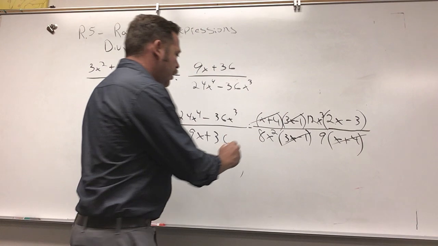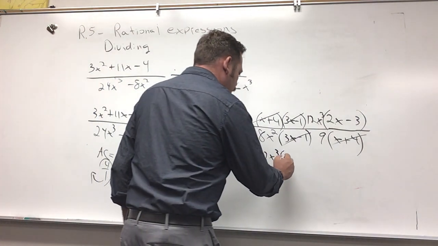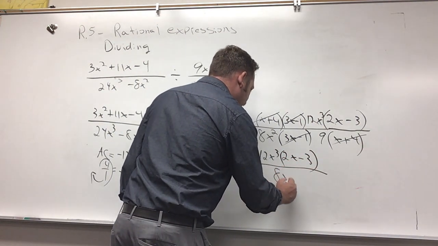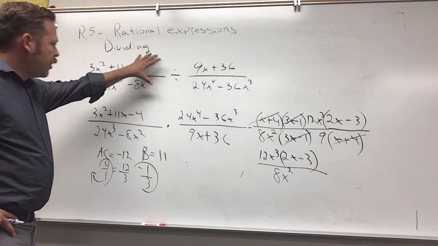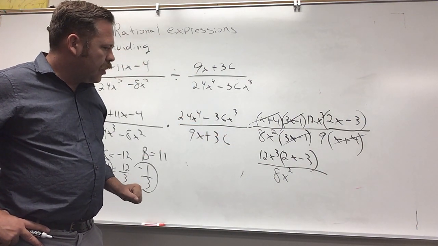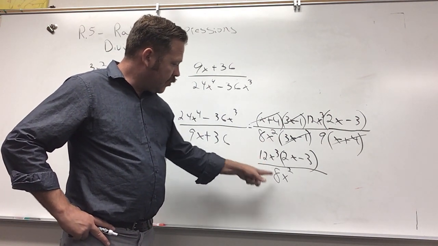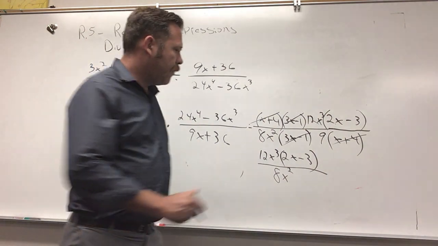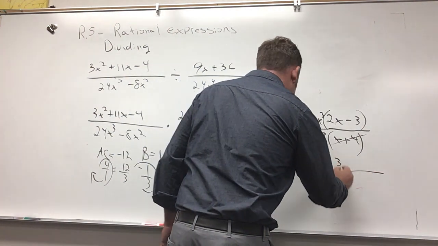So I'm left with 12x cubed times 2x minus 3 over 8x squared. Looking great. Look at what we started with. Look at what we're down to. This is awesome. But we can do a little more. We can simplify 12 over 8 because there's nothing but multiplication next to the 12 and there's nothing but multiplication next to the 8. And 12 over 8 simplifies to 3 over 2.